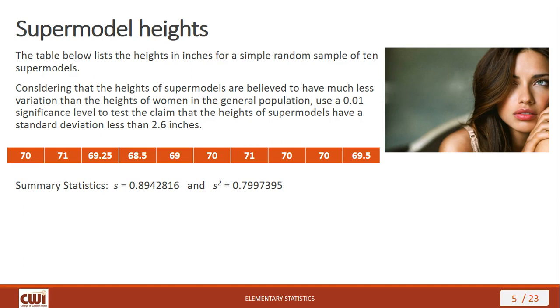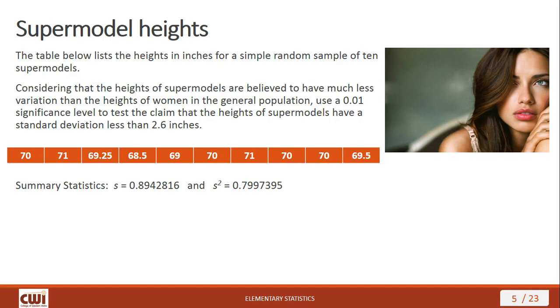Let's look at an example to illustrate how we're going to apply our methodology. So here we have a table that lists data. The data is for heights in inches for a simple random sample of 10 supermodels. Now, if we consider that the heights of supermodels are believed to have much less variation than the heights of women in the general population, we're asked to use a 1% significance level to test the claim that the heights of supermodels have a standard deviation less than 2.6 inches.